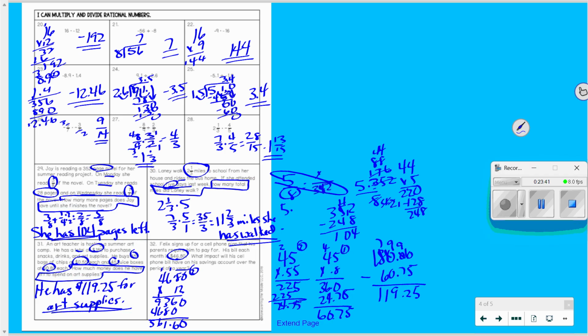Okay, so that full sentence would be his savings account lost $561.60.